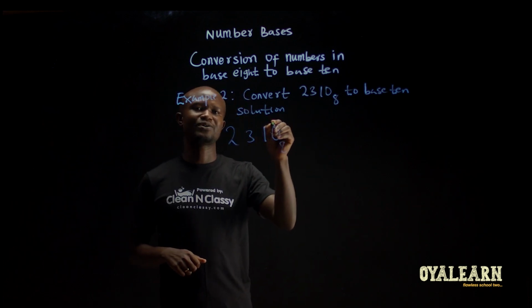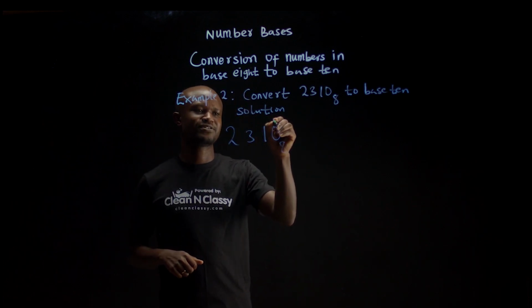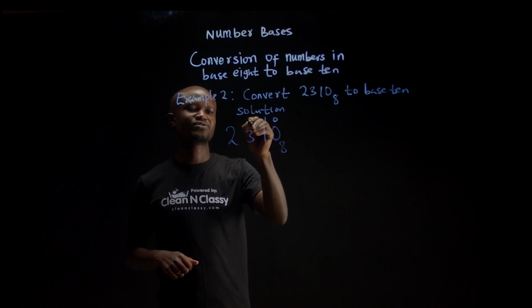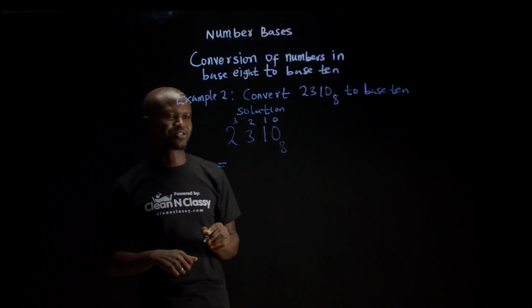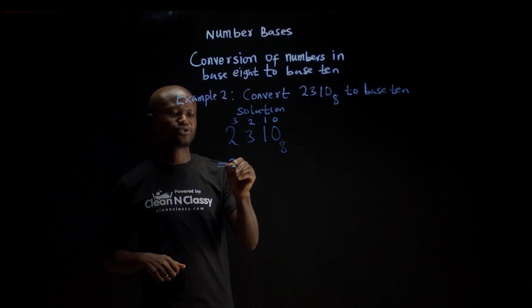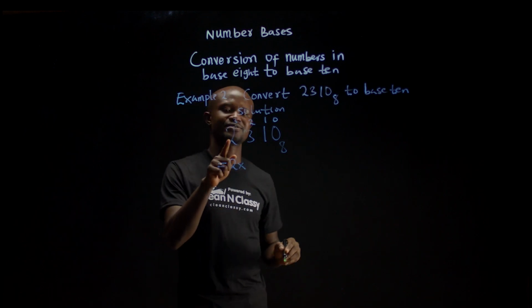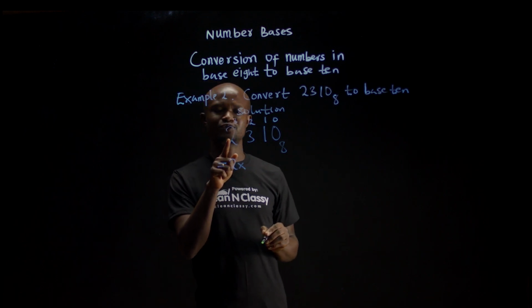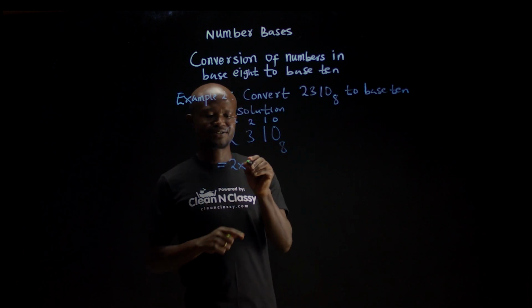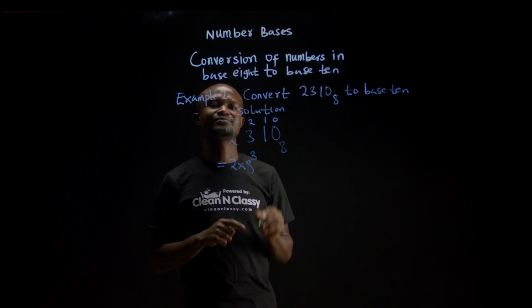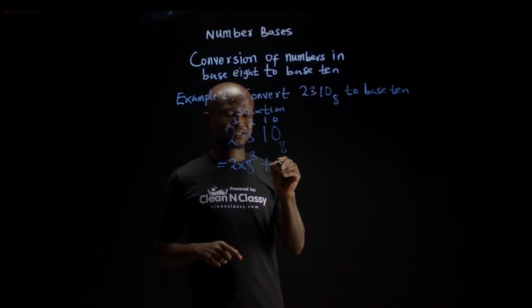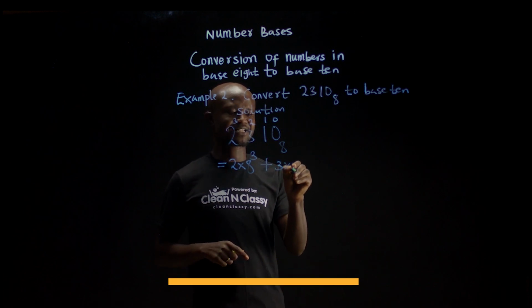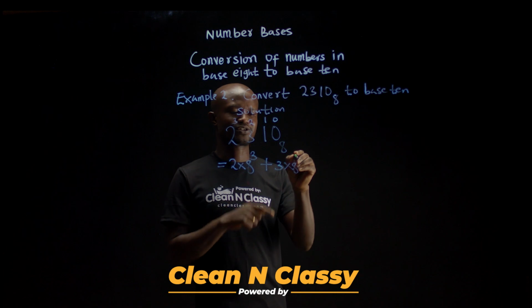Now from the back, we assign the values 0, 1, 2, 3. This is equal to what? 2 times what? We are writing the expanding form. 2 times 8 raised to the power of 3. Then we have 3 times 8 raised to the power of what? 2.